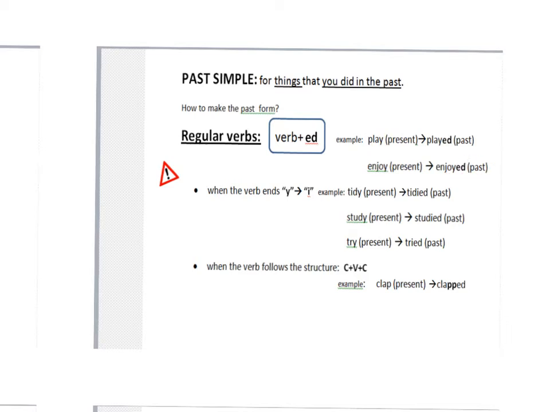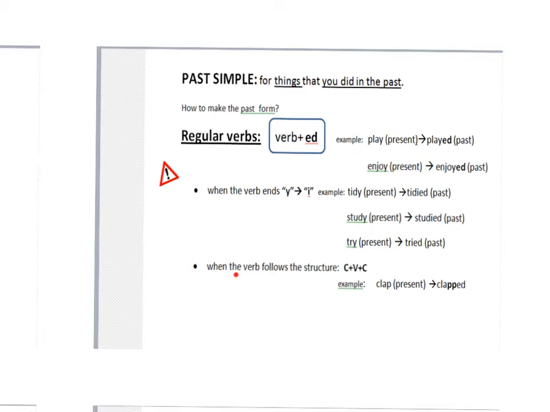Depending on what letter the verbs finish with, we have to write one thing or the other. When the verbs end in Y, we change the Y into an I, like tidy, and we write ed at the end. So instead of the Y, we would have an I and then ed. So it would be tidy, the present, and tidied, the past. Study would be the present, and studied would be the past. Try would be the present, and tried would be the past. So we change the Y into an I.